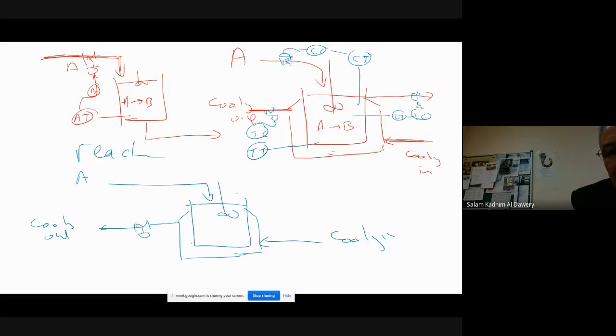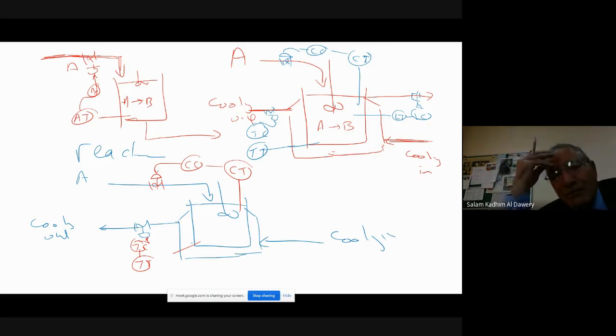So you measure the concentration transmitter, concentration control, and here it is the valve. And you have a temperature here, temperature transmitter, temperature control, and there is a signal here. But you would like those to be mixed together, connected together, the two loops.